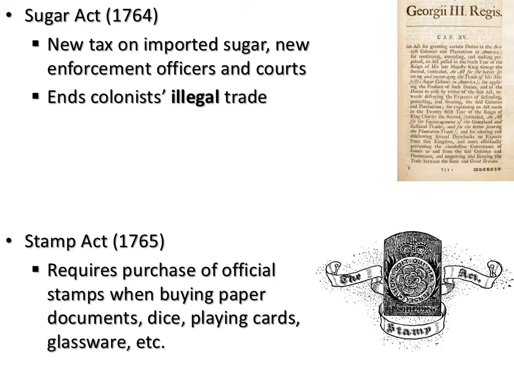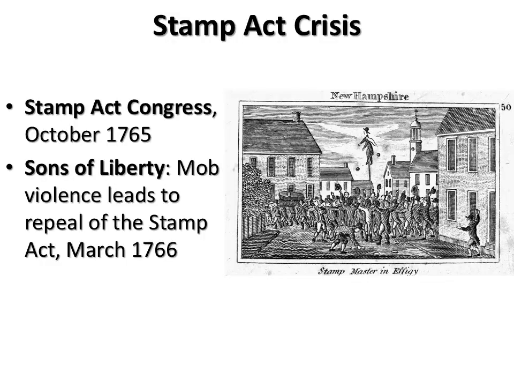There was an uproar among the colonists, and the so-called Stamp Act crisis ensues. In October of 1765, leaders in a number of the colonies, there aren't representatives of every colony there, but most of them are represented in the Stamp Act Congress, and they appeal to the king, King George III. They appeal to the king and Parliament to remove this Stamp Act, to undo it, to end this tax on a variety of items.